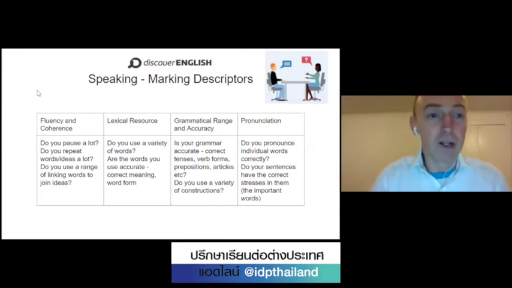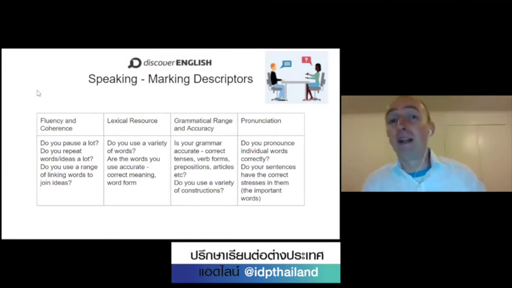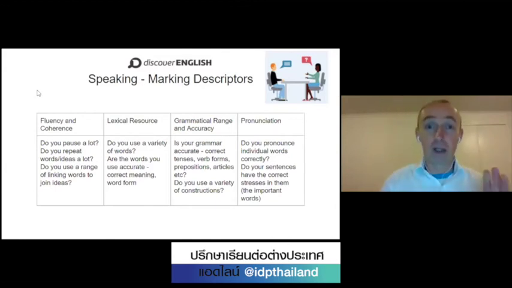So let's have a quick look at, I've provided you with a clearer explanation rather than the public descriptor explanation of what they actually mean and what they want. So for fluency and coherence, do you pause a lot? That's basically what they're asking. Are there lots of pauses in the middle of sentences? A pause is a space when you stop talking, and then you continue.